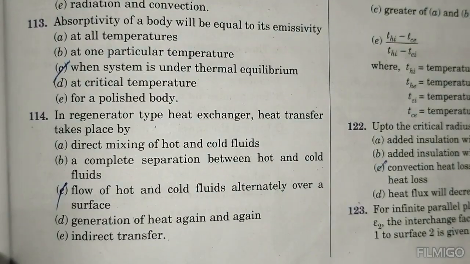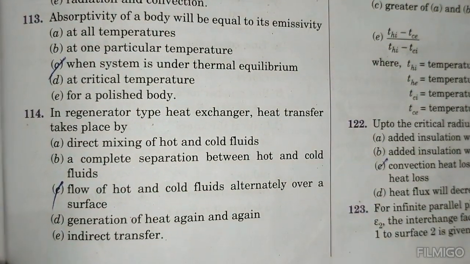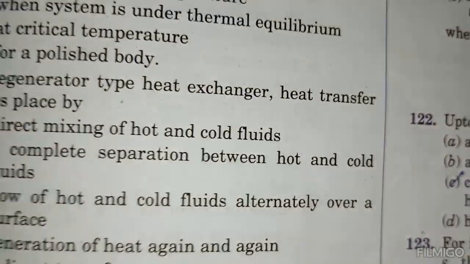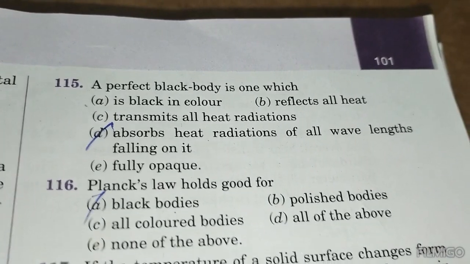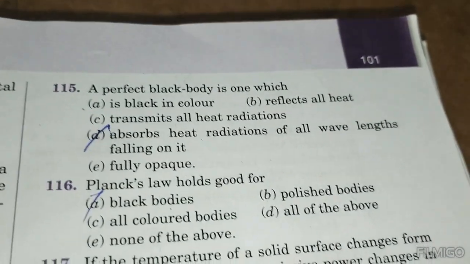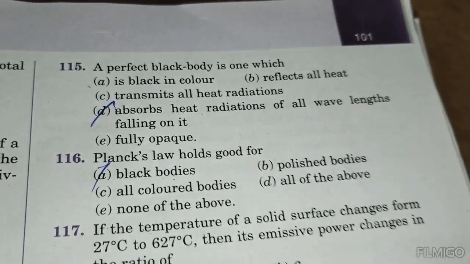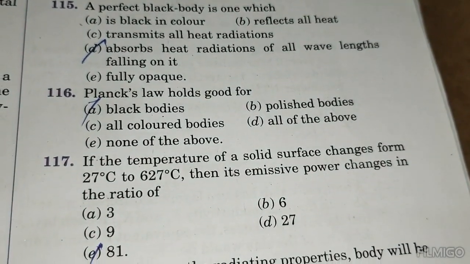In a regenerative type heat exchanger, heat transfer takes place by the flow of hot and cold fluid alternately over a surface. A perfectly black body is one which absorbs heat radiations of all wavelengths falling on it. Planck's law holds good for black bodies.